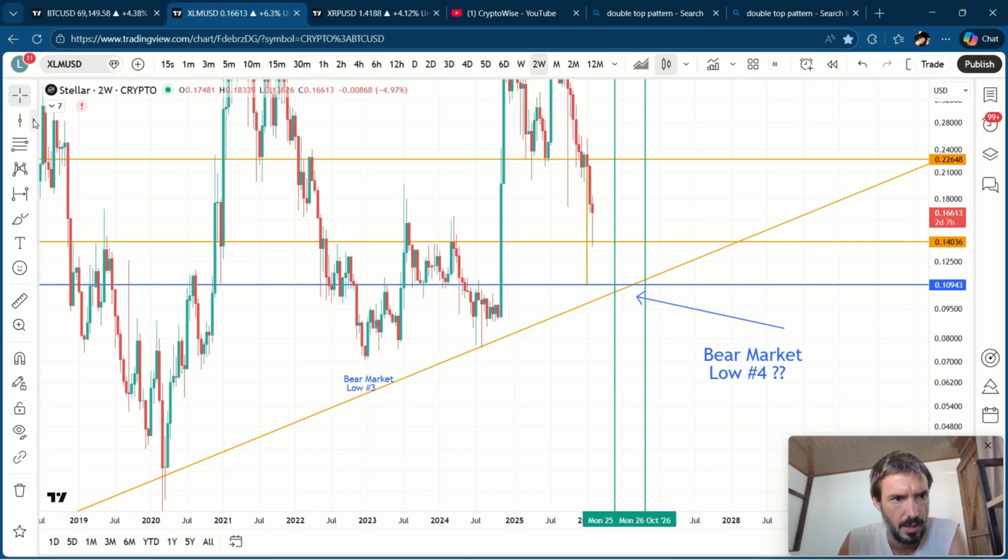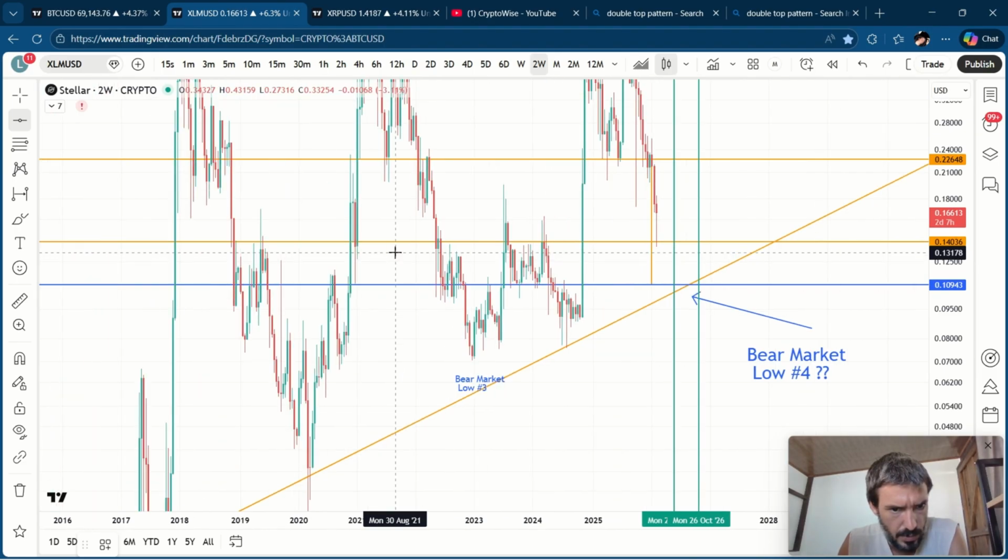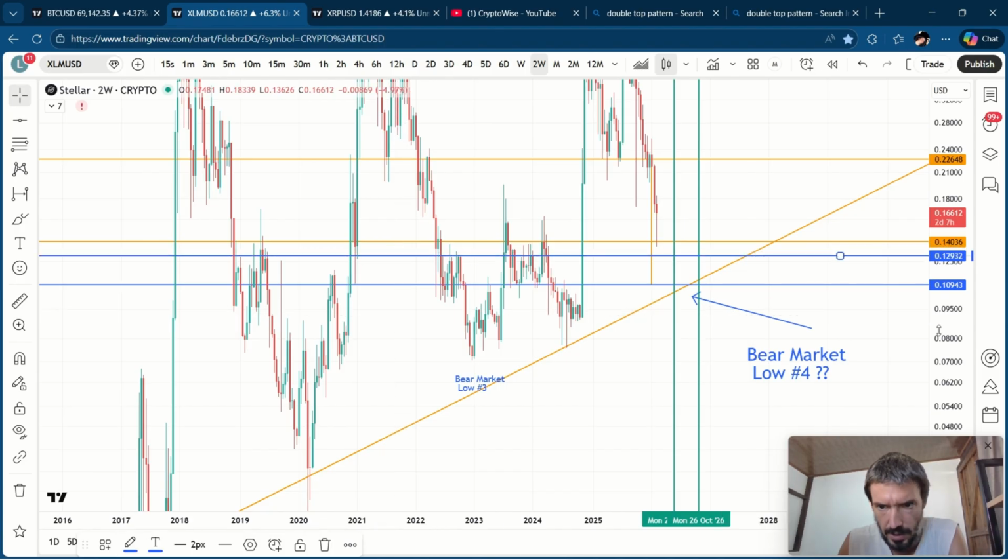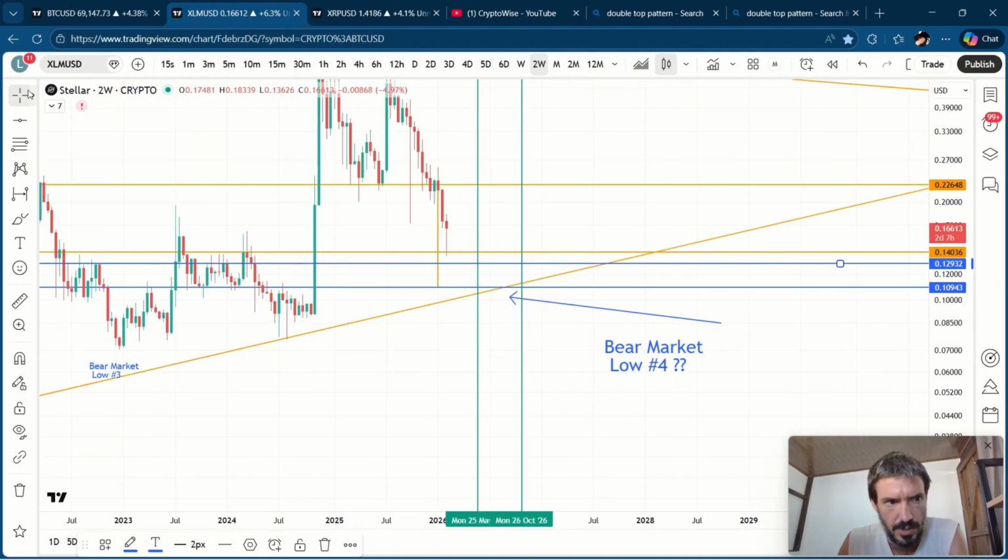And then the highest I could see it going, I'd have to use support and resistance levels. I would say right there. So this is my target right now.